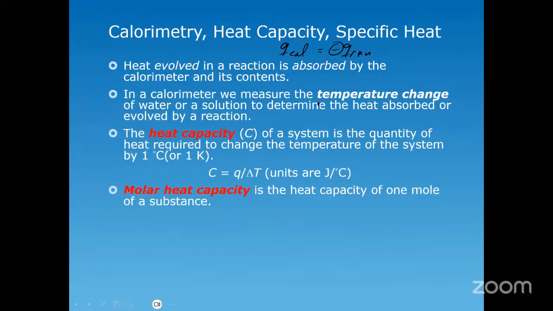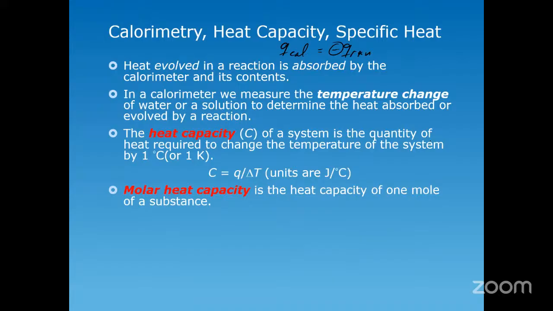In a calorimeter, we measure the temperature change of water or a solution to determine the heat absorbed or evolved by the reaction, which is what I mentioned before. So we can have what is known as the heat capacity of a system, which includes the heat capacity of a calorimeter. It is the amount of heat change required to change the temperature of the system by 1 degree Celsius or 1 Kelvin. And it is given by this equation right here. C, and by the way, this is uppercase C, is equal to Q, which is the heat change, divided by the change in temperature, right?